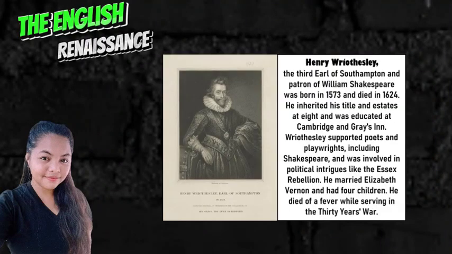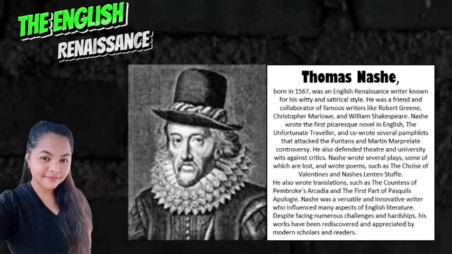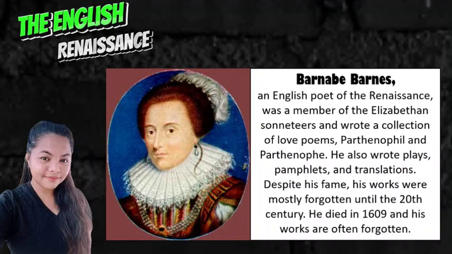The Earl of Southampton was a young and wealthy nobleman who was a patron and friend of William Shakespeare. He is widely believed to be the dedicatee of Shakespeare's early sonnets, which express a passionate and platonic love for him. He also supported other writers and poets such as John Florio, Thomas Nashe, and Barnaby Barnes.